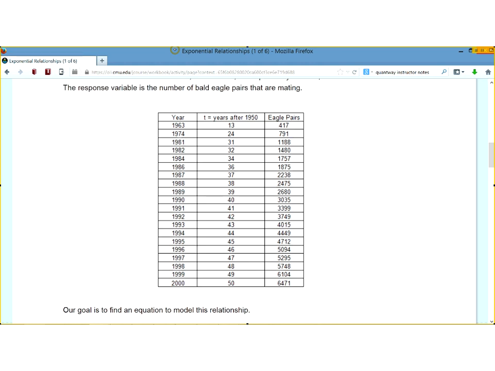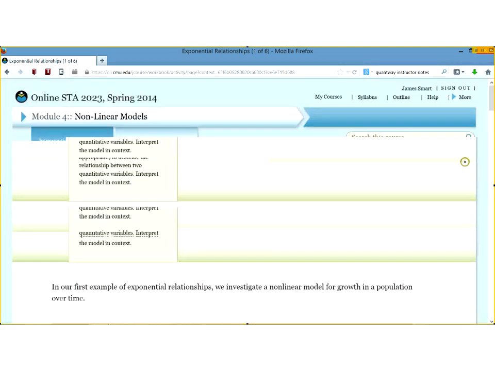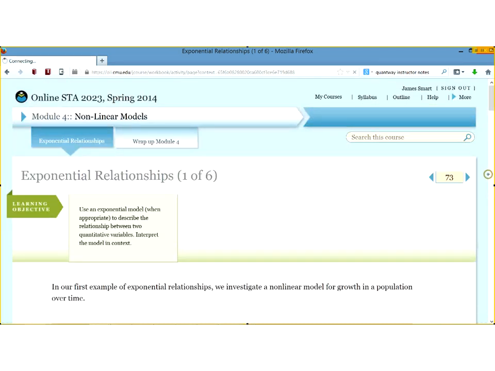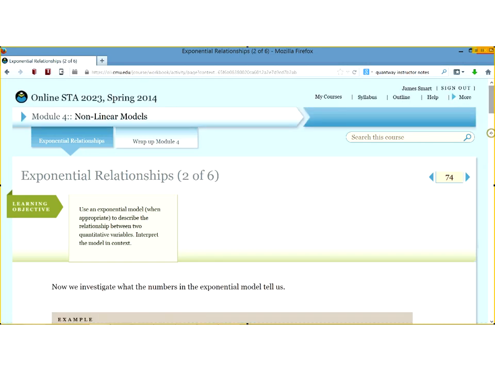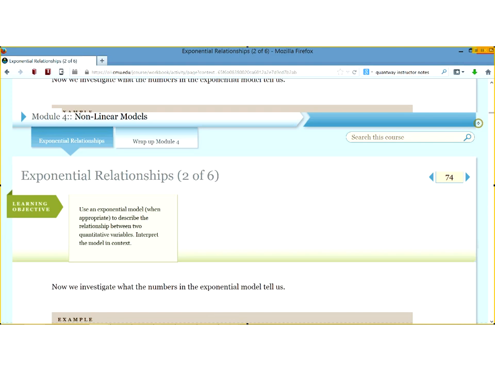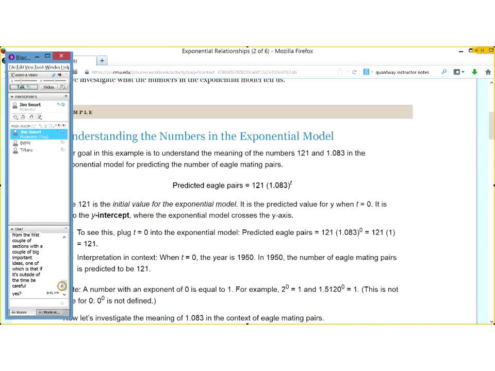You can see then that you wouldn't want to make predictions much before 1963 or much after 2000 based on this model, because those are the years used to create the model. But if you were forced to make an interpretation of the 121, that's what the 121 tells you. Okay? Now, all right, let's go back here.